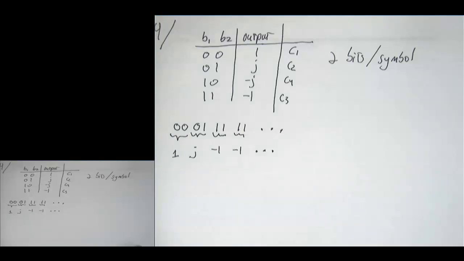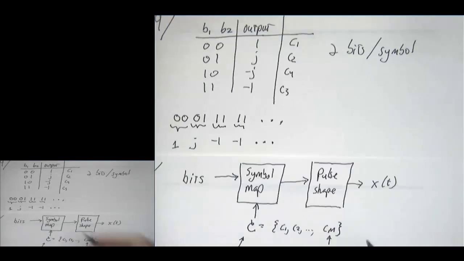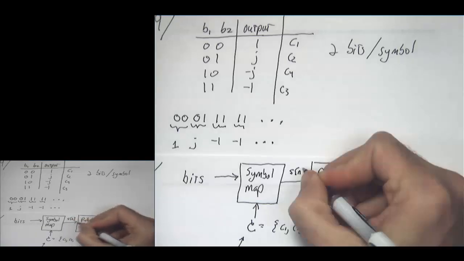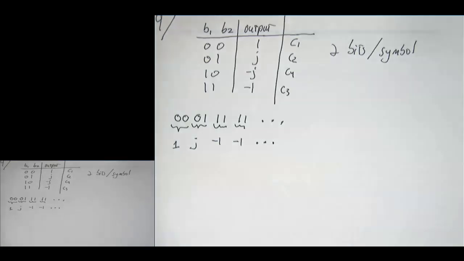Now, the next step here is the pulse shaping operation. We might write this sequence of symbols as a discrete time signal S of n, and we put that into some block that generates a continuous time signal. So there's something magical happening here. We're going somehow from sequence to continuous time, and that's where the action is.